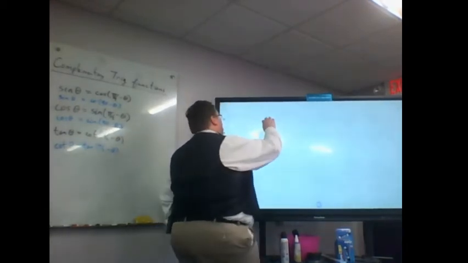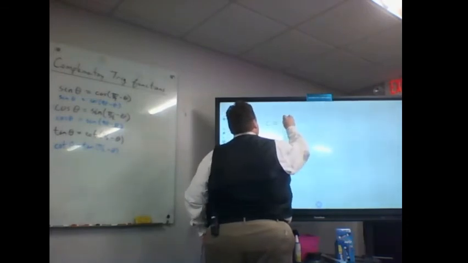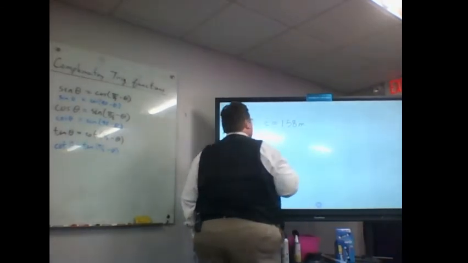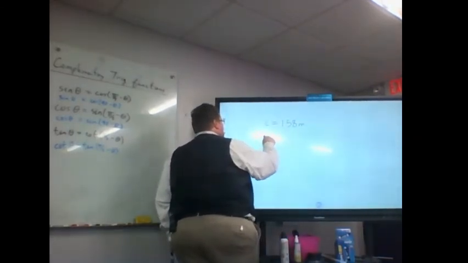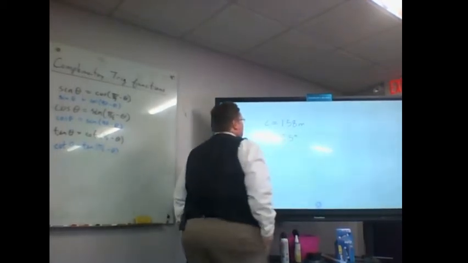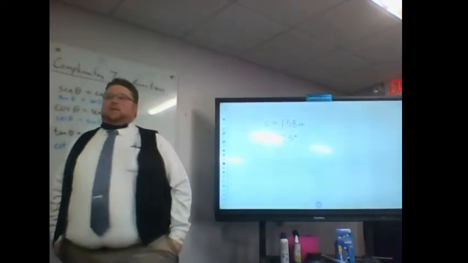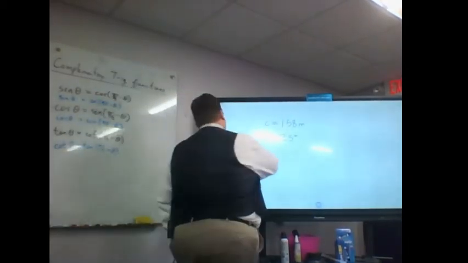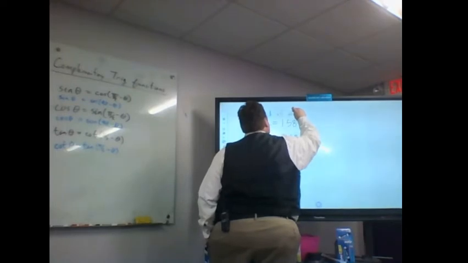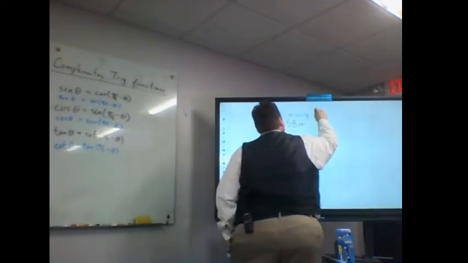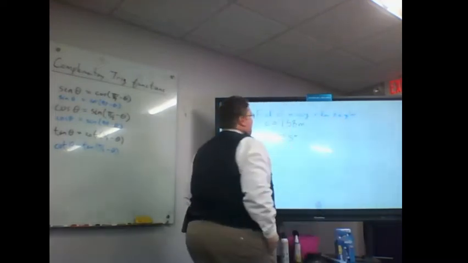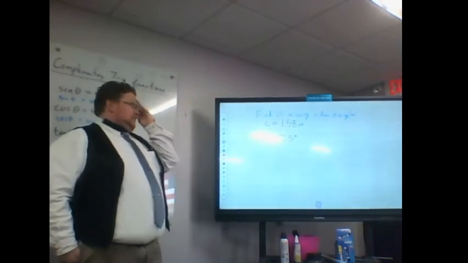Example. I tell you that little c is equal to 158 meters, and angle A is equal to 25 degrees. And I tell you the following instructions: find all missing sides and angles. Very nice. Let's go ahead and take a look at the picture first. But you are correct, the missing angle will be 65.